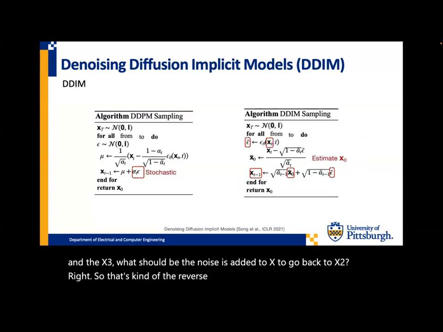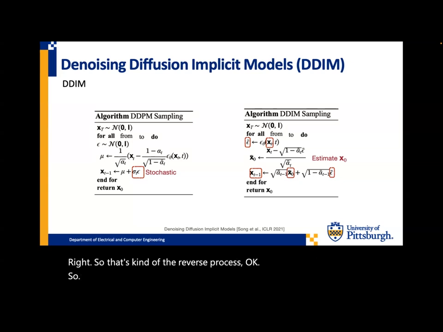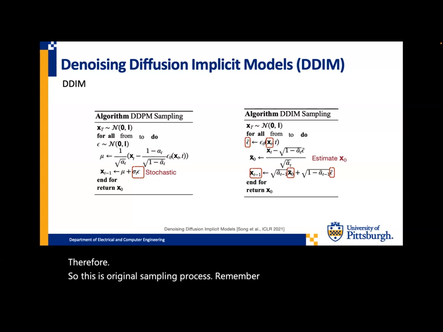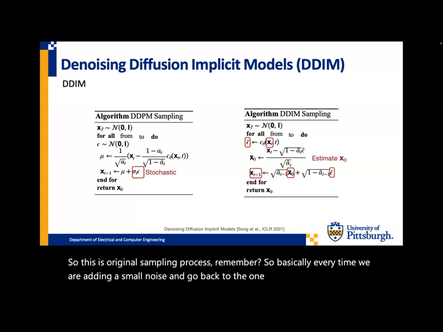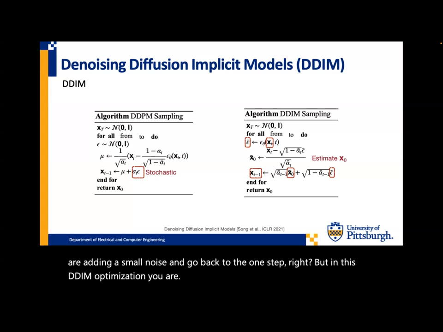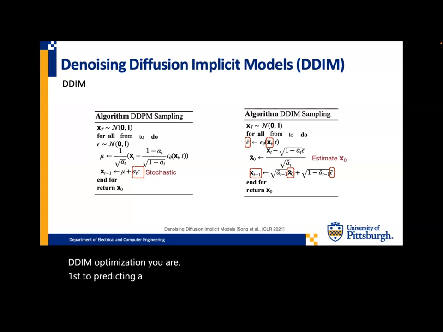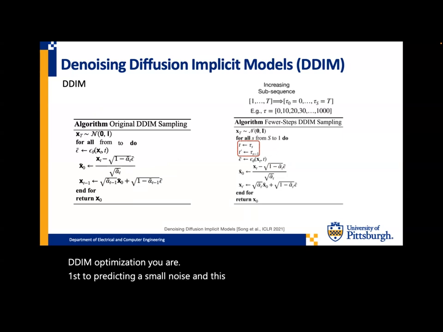Okay, so therefore, this is the original sampling process, remember? Every time we are adding a small noise and going back one step, right? But in this DDIM optimization, you are first predicting a small noise. So here is the final DDIM algorithm. What it does is this.